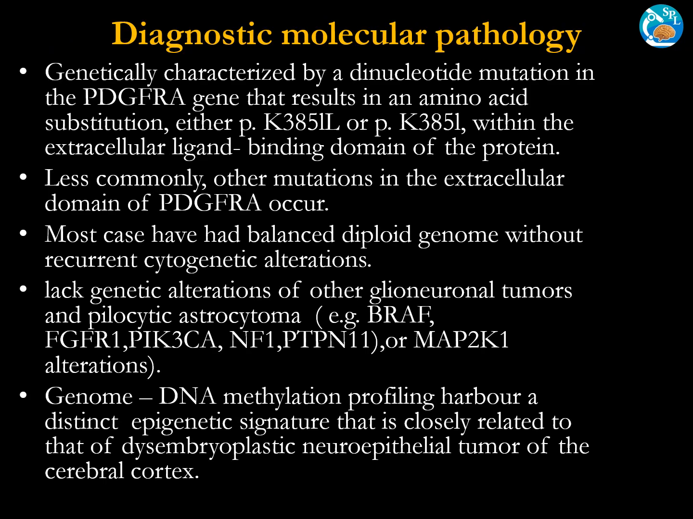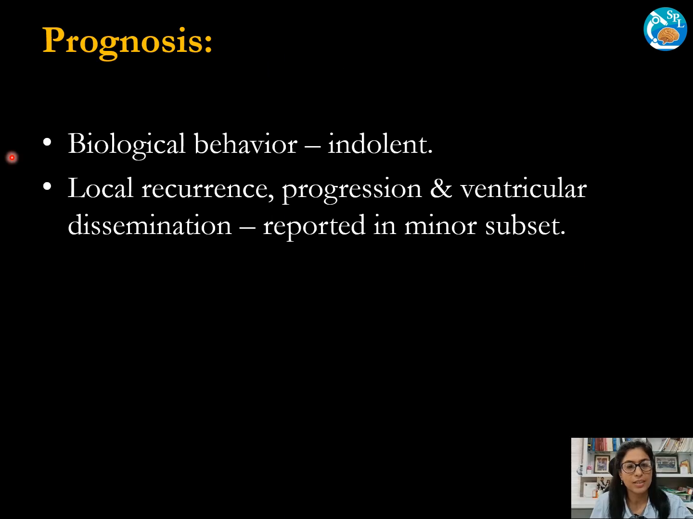Diagnostic molecular pathology. The myxoid glioneuronal tumors are known to show dinucleotide mutation in the PDGFRA gene, which was absent in our case. Then these tumors typically lack the genetic alterations that are characteristic of glioneuronal tumors and pilocytic astrocytomas. And there is a very distinct epigenetic signature found on DNA methylation profile, which is closely related to dysembryoplastic neuroepithelial tumor of the cerebral cortex.